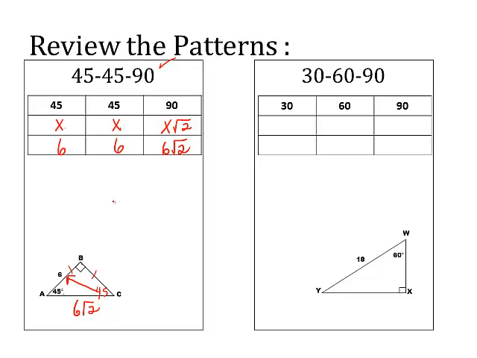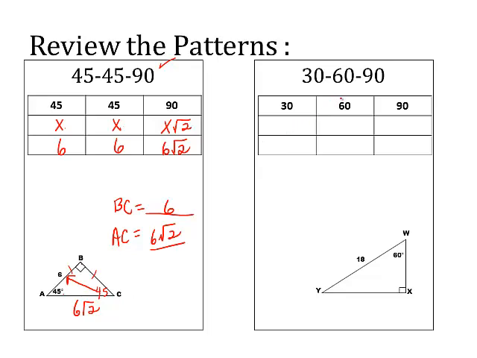So in your assignment today, you're going to see things like, what's the length of BC? Well, BC we said is 6. And what's the length of AC? Well, we figured out from our pattern that it's 6 square roots of 2. Okay? That's the basic idea. The pattern is the same.